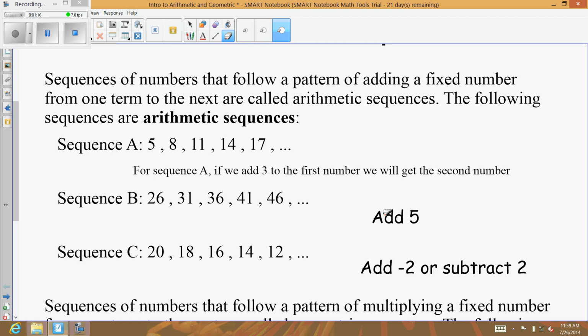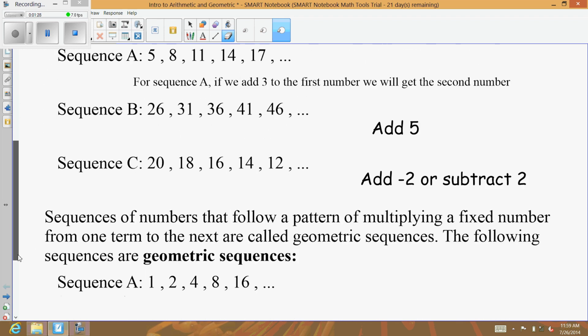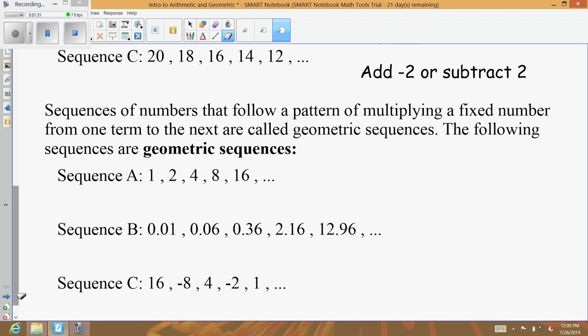Now, I thought C was a little different, but I'm okay with either. With arithmetic sequences, you are adding. Here you'd be adding a -2, but if you said subtract 2, that is fine with me also. Now, if you find a pattern where they're multiplying, or multiplying by a fraction, then that's called a geometric sequence.